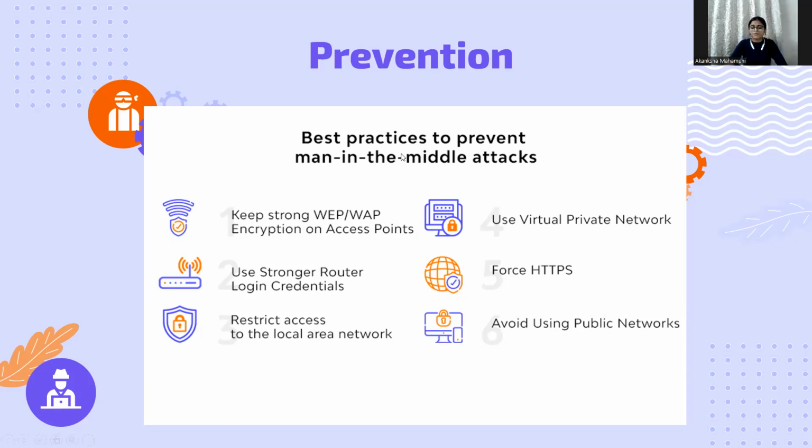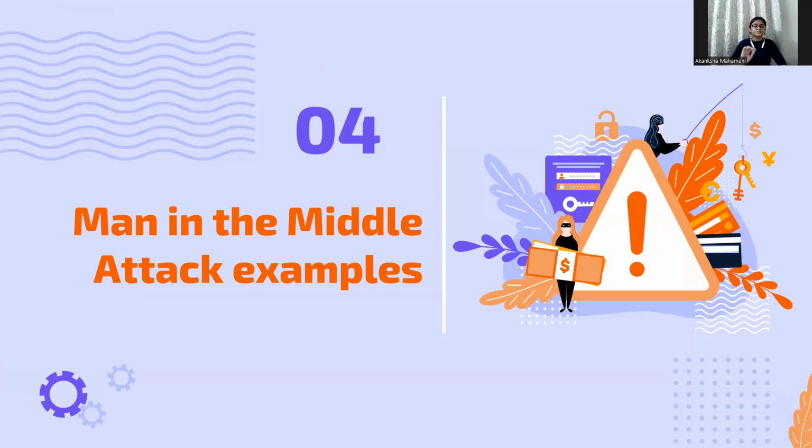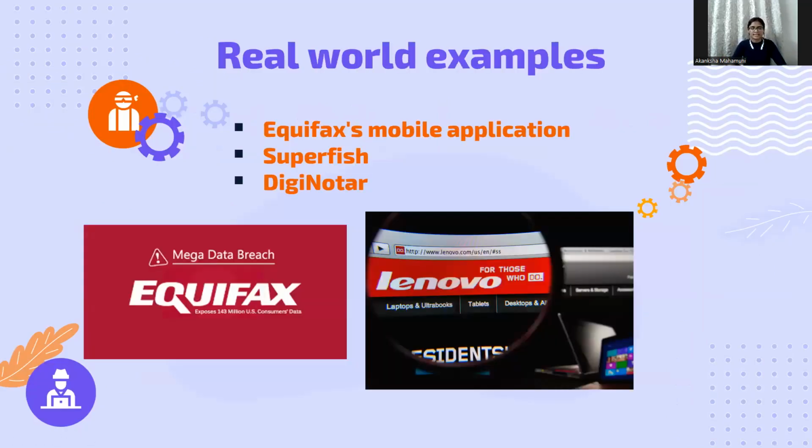Then what we have to do is we have to avoid using public networks. As I said, when we go to any public places like cafes or anywhere we are not sure that the device is safe, the Wi-Fi is safe, we should avoid that. Then man in the middle attack examples. These are the real world examples.